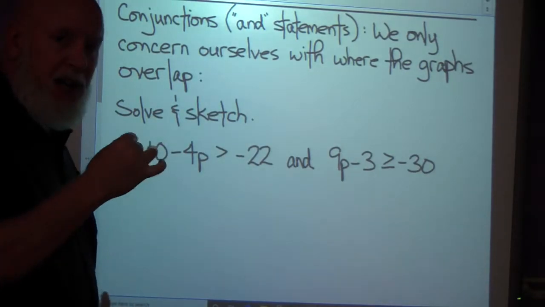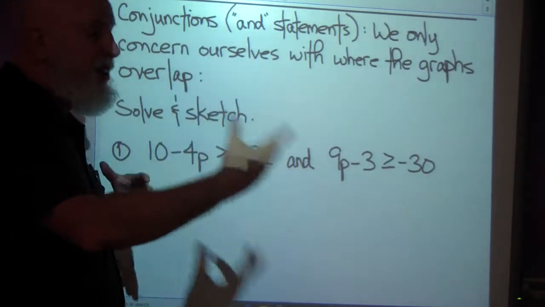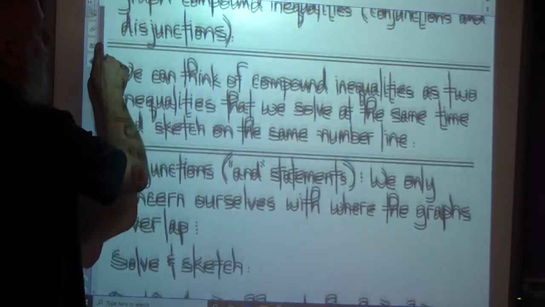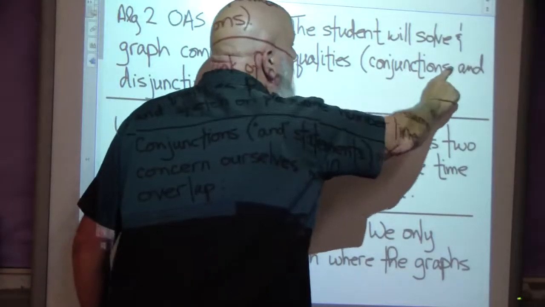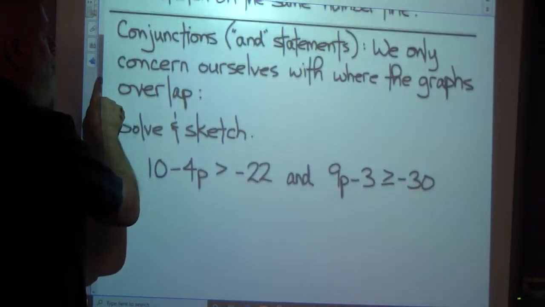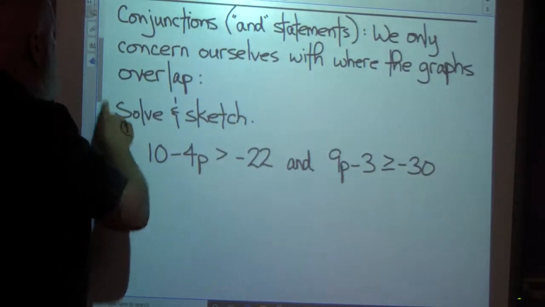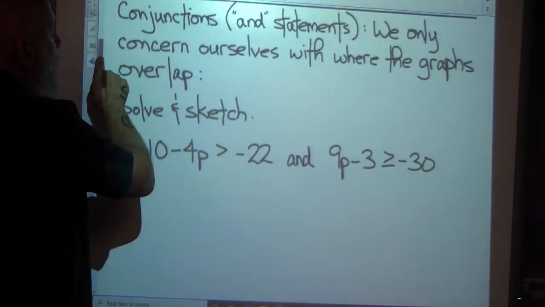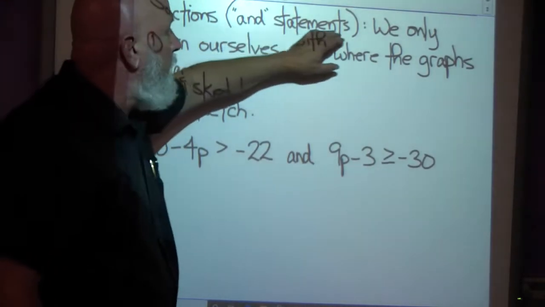Conjunctions and disjunctions is what we're going to be talking about. We're going to talk about conjunctions first. Conjunctions are also called "and" statements.